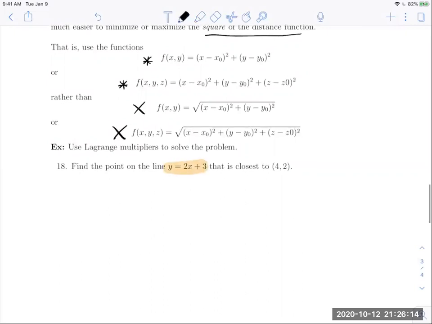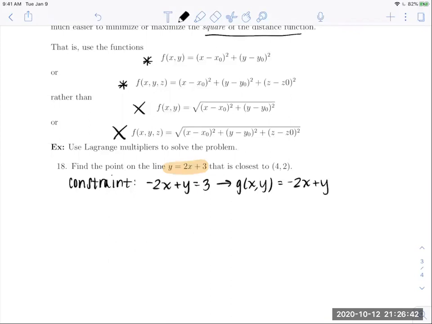And so for my constraint, this is not in standard form. To put it into standard form, I'm going to scoot that 2x over to the other side. I'm going to write it as negative 2x plus y equals 3. That way I have the x and y variables on the left and the constant on the right. If you want to write out your g function, you would have g of x, y equals negative 2x plus y.